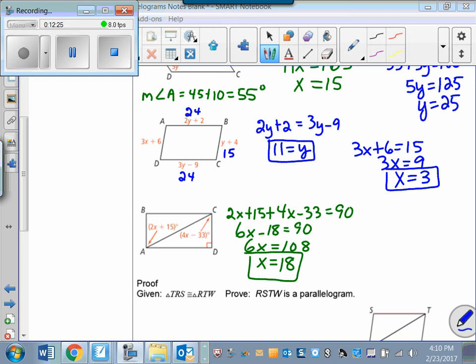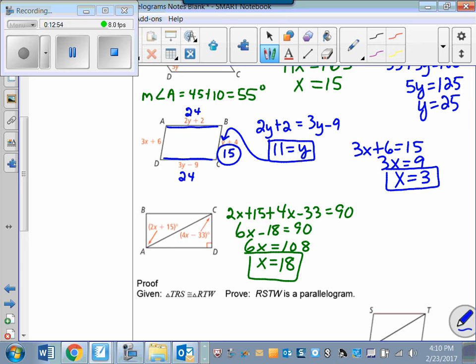Okay, here's how I went about our second problem here. I looked at my opposite sides, AB and CD. I know they have to be congruent because the theorem tells me that if I got a parallelogram, opposite sides are congruent. So I set those 2 side lengths equal. 2y plus 2 is 3y minus 9. Solve a simple algebraic equation and I get y equals 11. So then I plug 11 in right here for y and I find out this side length is 15.